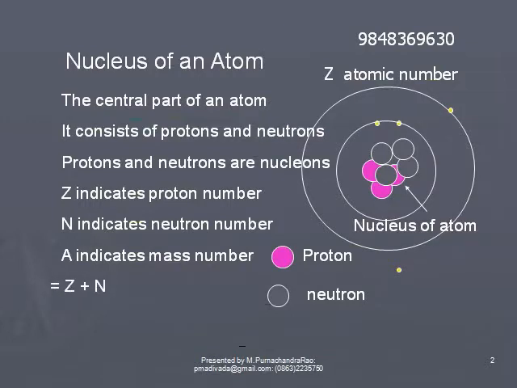Let us indicate the number of neutrons by capital N. Capital A indicates the mass number of this nucleus. So A is equal to Z plus N.